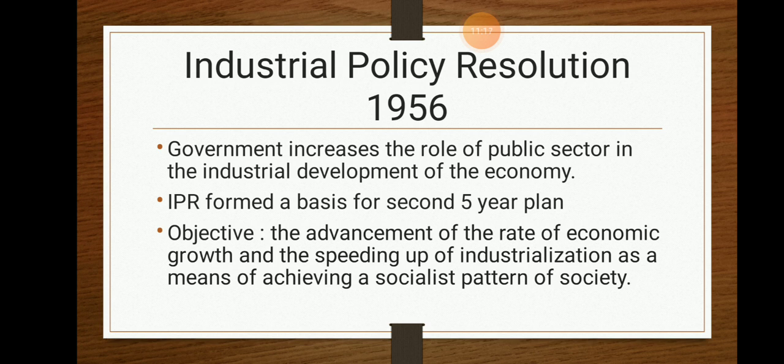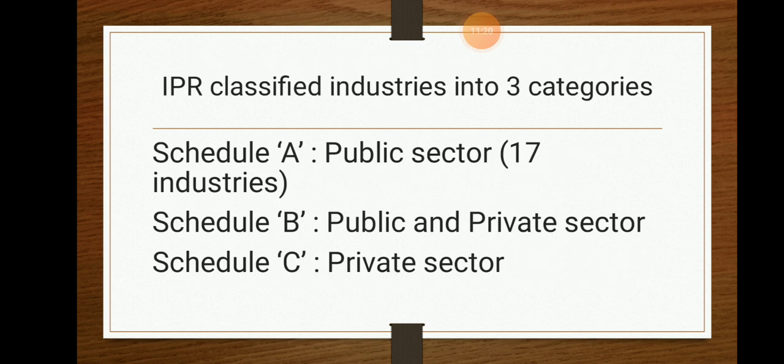in our economy. So under IPR, industries are classified into three main categories. The three main categories are divided into Schedule A, Schedule B and Schedule C. So how are these things segregated? First, under Schedule A, all the industries will come under the public sector, or under the government.